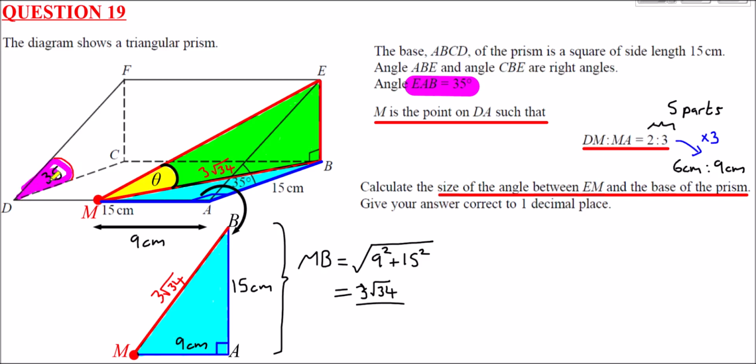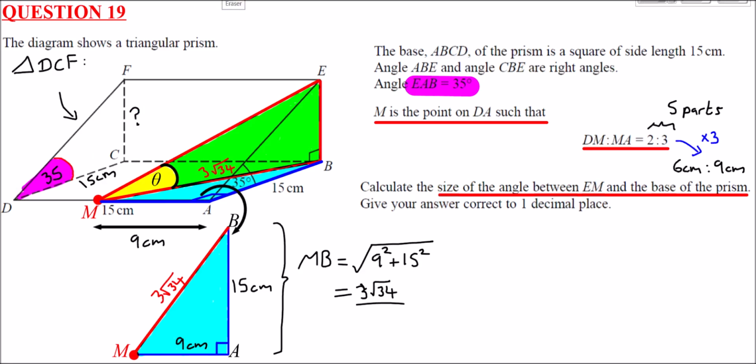So we could work out F to C, which will be the same as from E to B. Because this base is a square, if this is 15, this will be 15 centimetres as well. So just considering the triangle DCF, we know DC is 15. We want to work out FC. So let's just call this question mark.